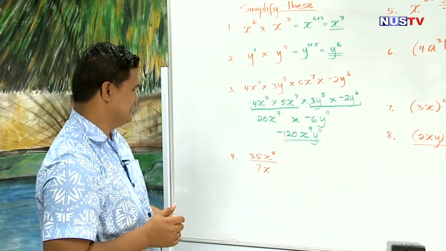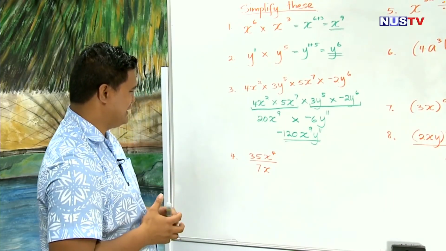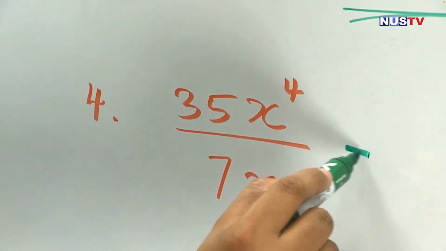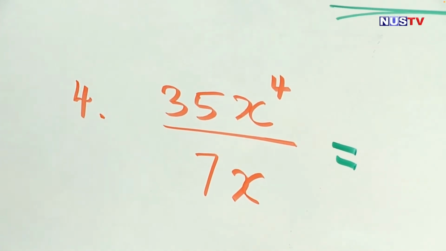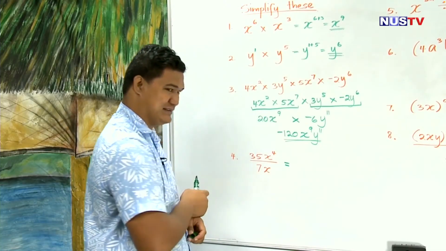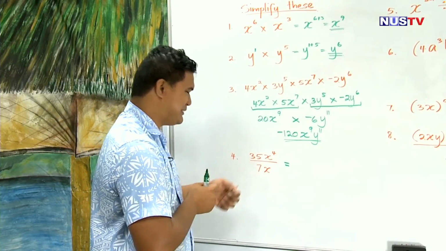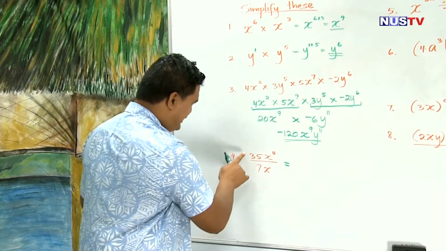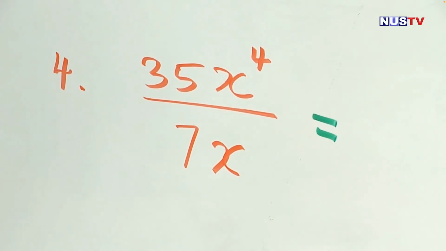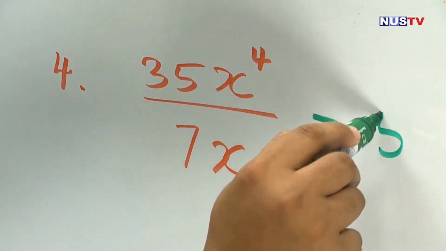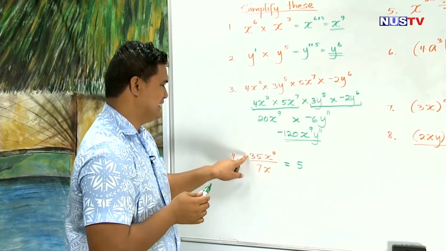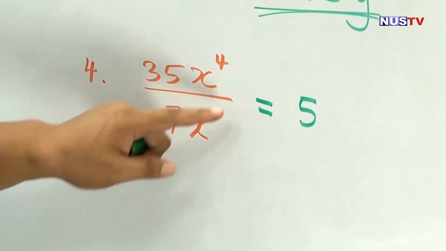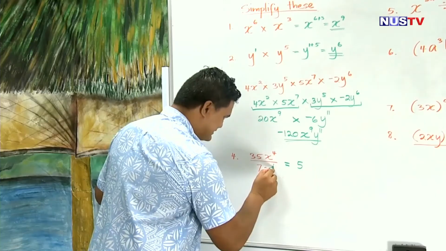The next one, we have 35x to the power of 4 divided by 7x. When we look closely at this one, this is 35 divided by 7. We can either do this by cancellation or by dividing straight away. So 35 divided by 7 is equal to 5, because 5 times 7 is equal to 35. And then we have x to the power of 4 divided by x. Remember this x is to the power of 1.